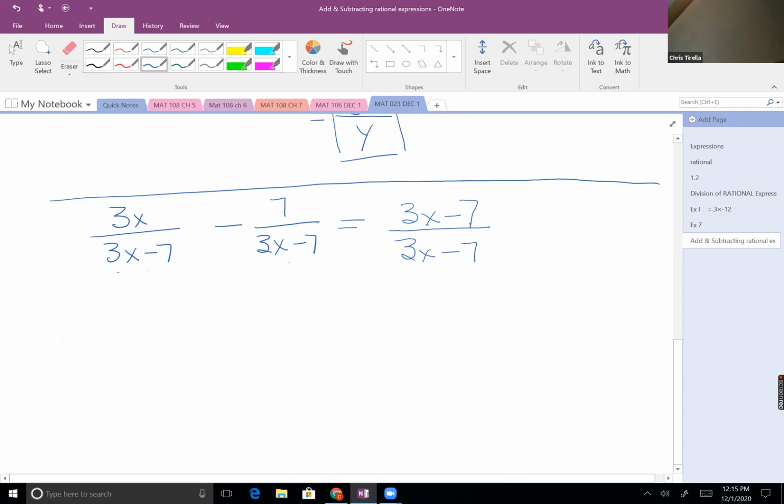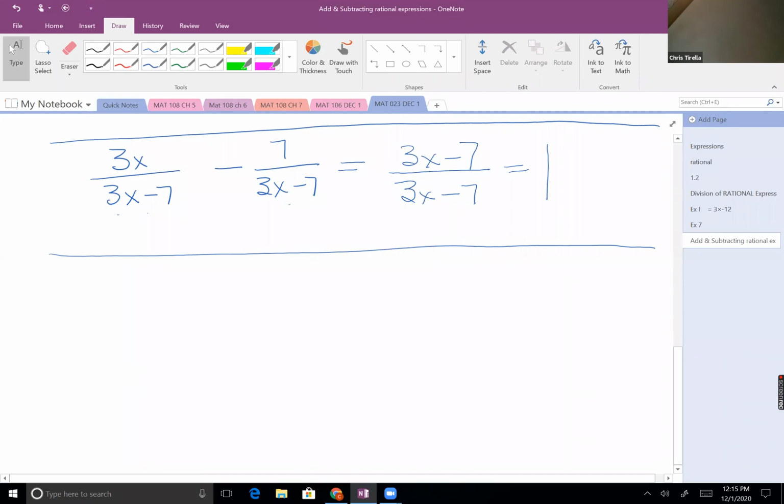And now that I've subtracted, does everybody see the numerator and the denominator are common? And so that'll divide out to 1. Let's look at a couple more. Next one's a little bit more challenging.